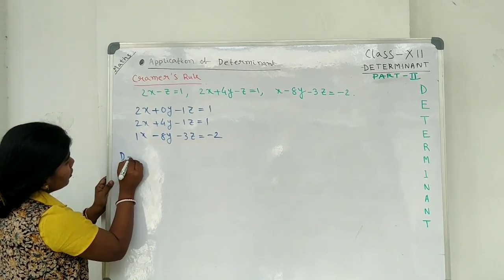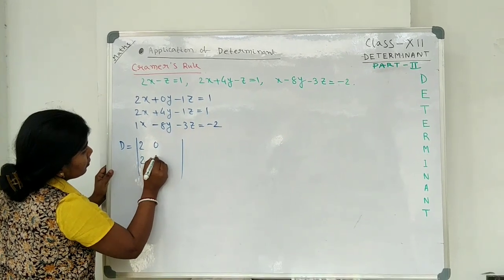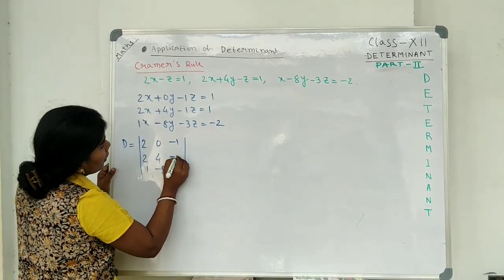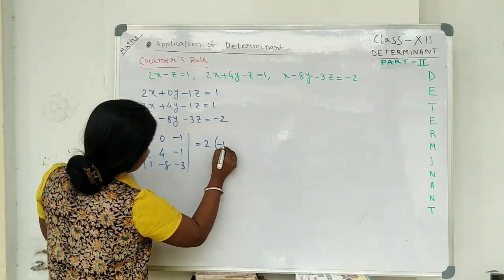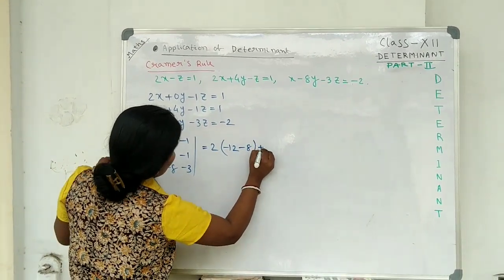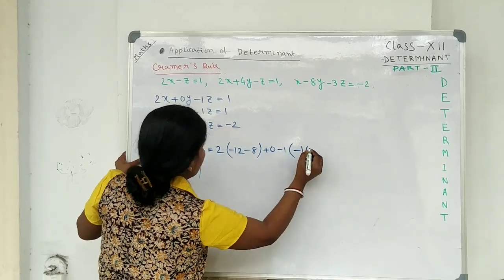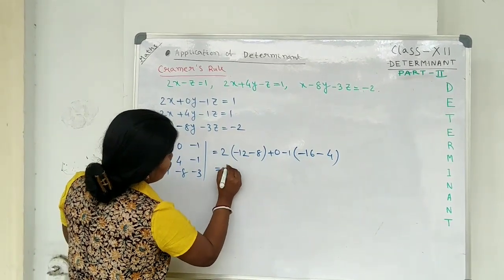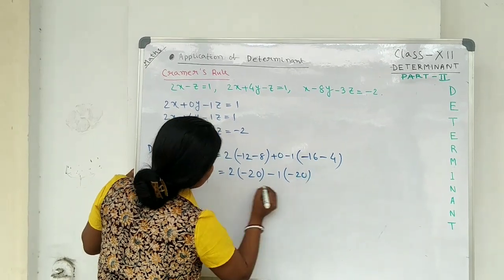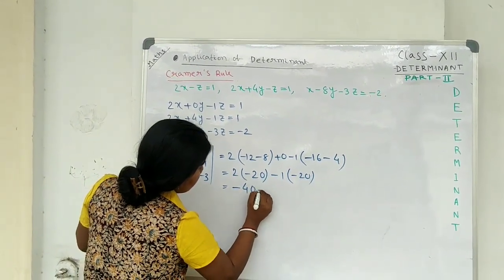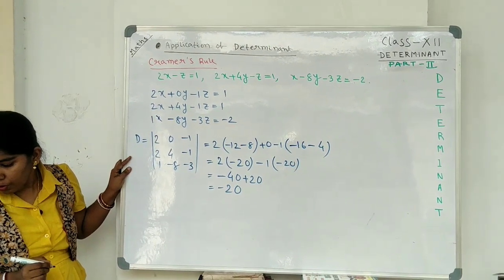Now you will have to write d equal to the determinant 2, 0, minus 1; 2, 4, minus 1; 1, minus 8, minus 3. That is equal to 2 into minus 12 minus 8, plus 0, minus 1 into minus 16 minus 4, that is equal to 2 into minus 20 minus 1 into minus 20, that is minus 40 plus 20 equal to minus 20. Okay. Now we are finding the value of dx.